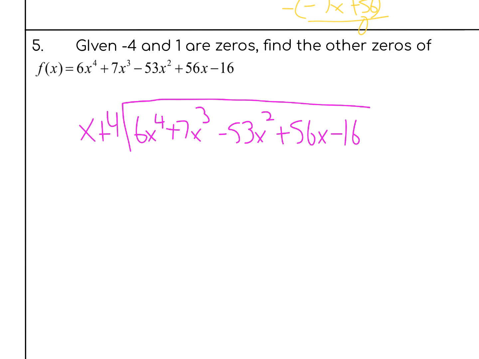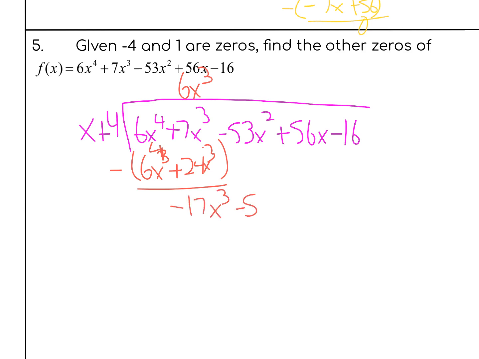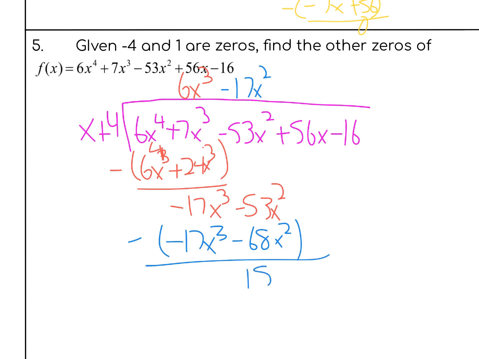So I'm going to put a 6x cubed plus 24x, 6x to the 4th, 24x cubed. Subtract down. 7 minus 24 is negative 17. Now I'm going to have a negative 17x squared. So negative 17x cubed. 40 and 28 is 68x squared. And I get 15x squared.